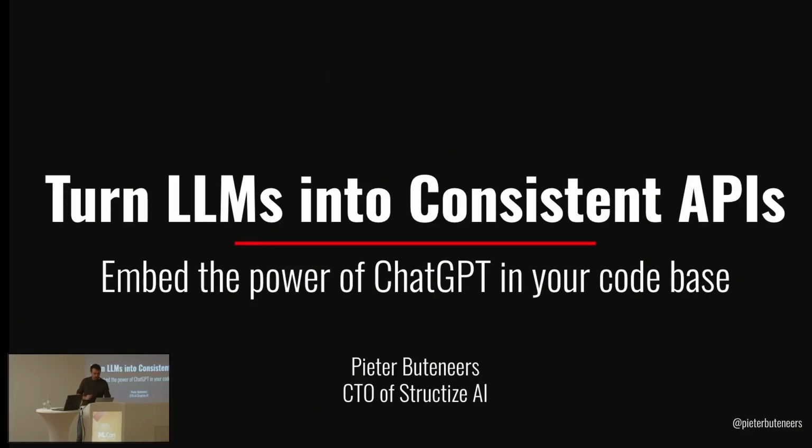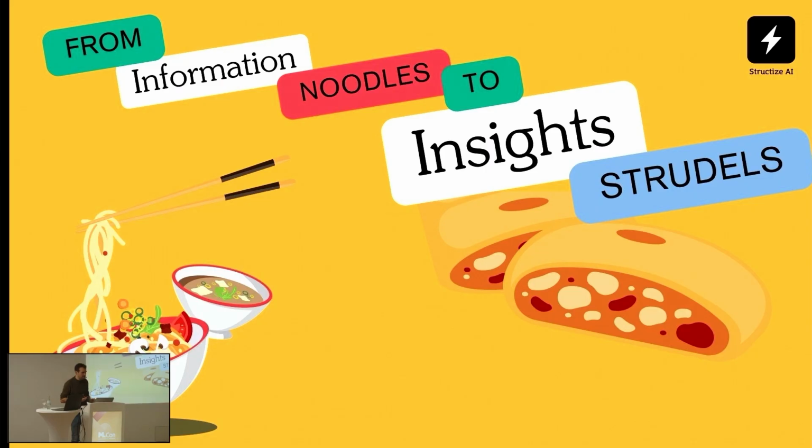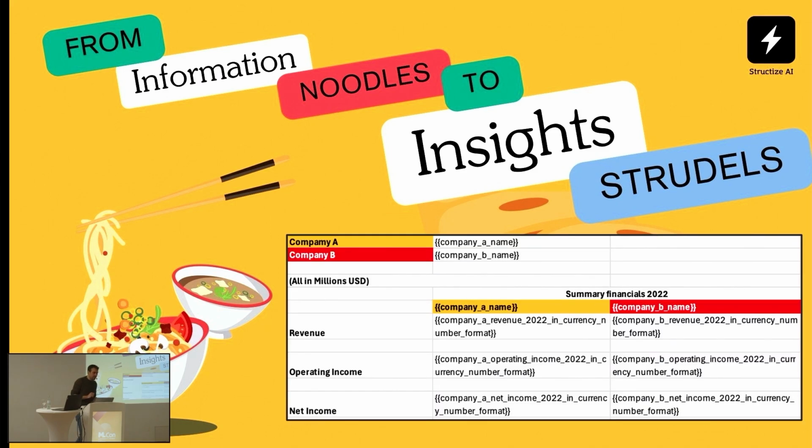Very briefly about myself. My name is Pieter Buteneers. I'm the CTO of Structize AI. We started our company in March this year with the main idea of extracting structured information from documents, from unstructured text. We tried a bunch of experiments. One of them was that you can just create a simple Excel template with tags, and we automatically create prompts and extract information from it.